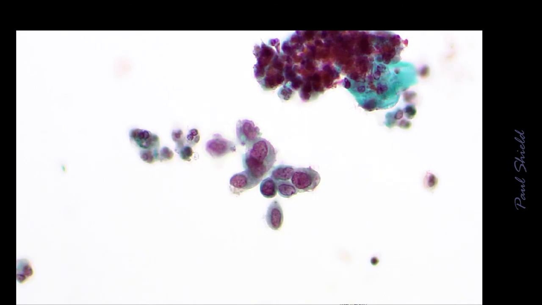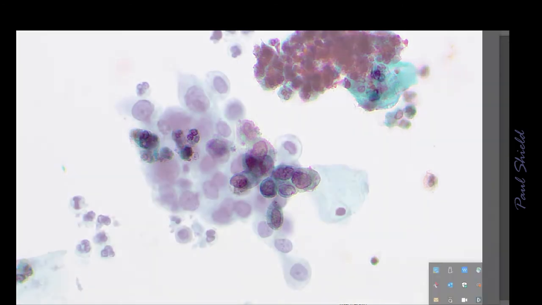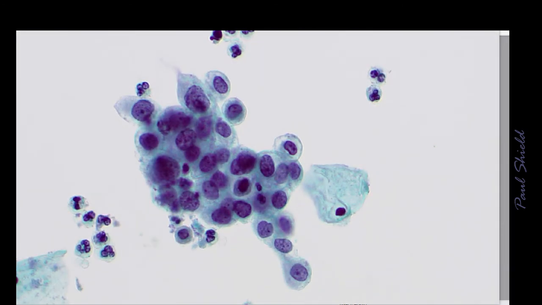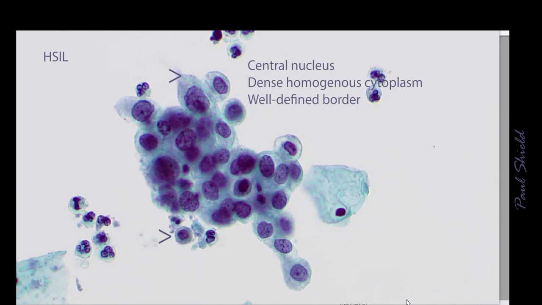So things that look like this include cells that have a high NC ratio as well. So it's important to really look for squamous characteristics, and that includes a centrally placed nucleus and a nice well-defined border to the cell. Sometimes these cells are quite immature and the cytoplasm is not as dense as you would see in a mature squamous cell, but it should be reasonably homogeneous, so not vacuolated.